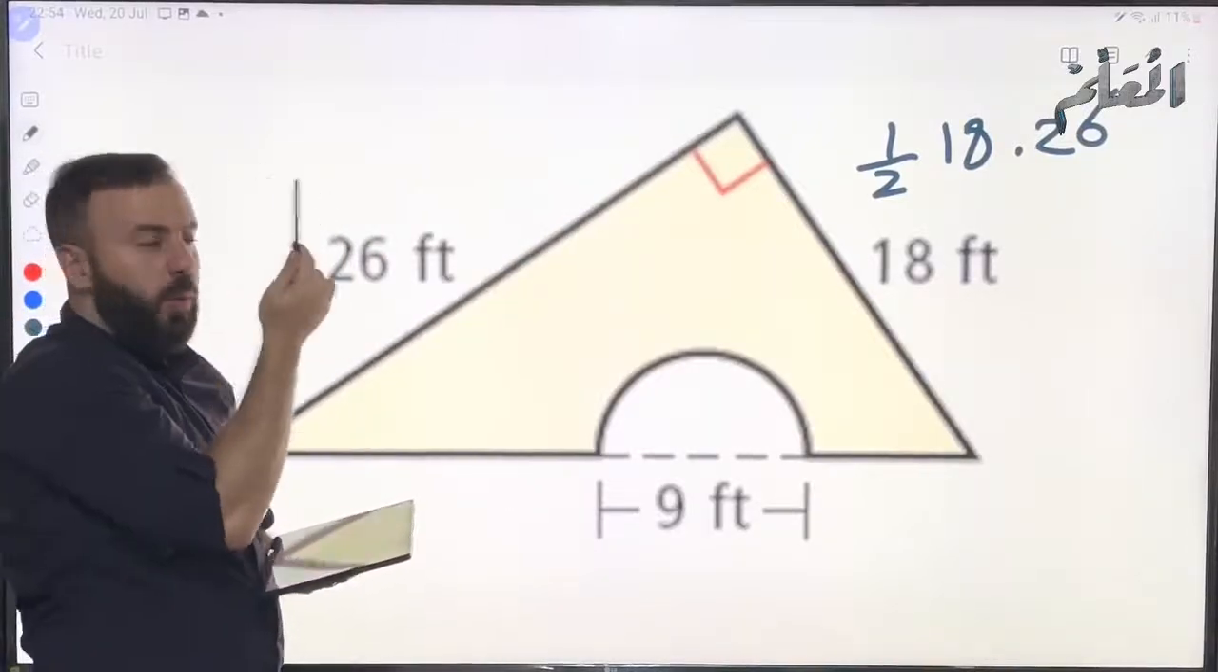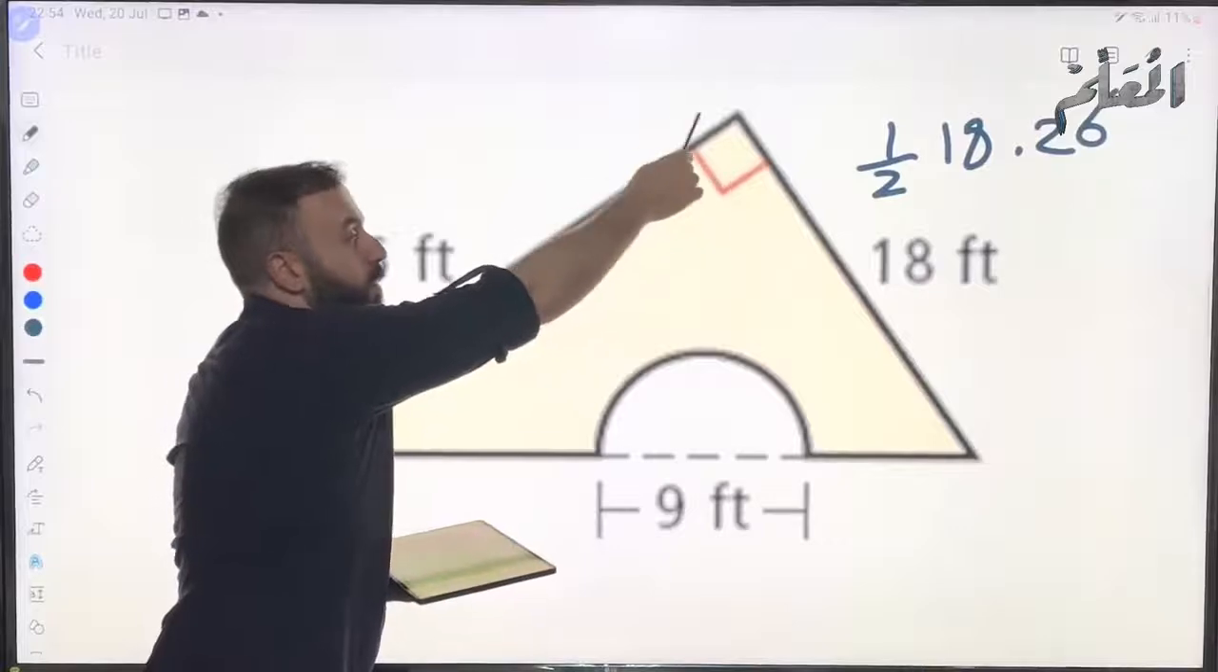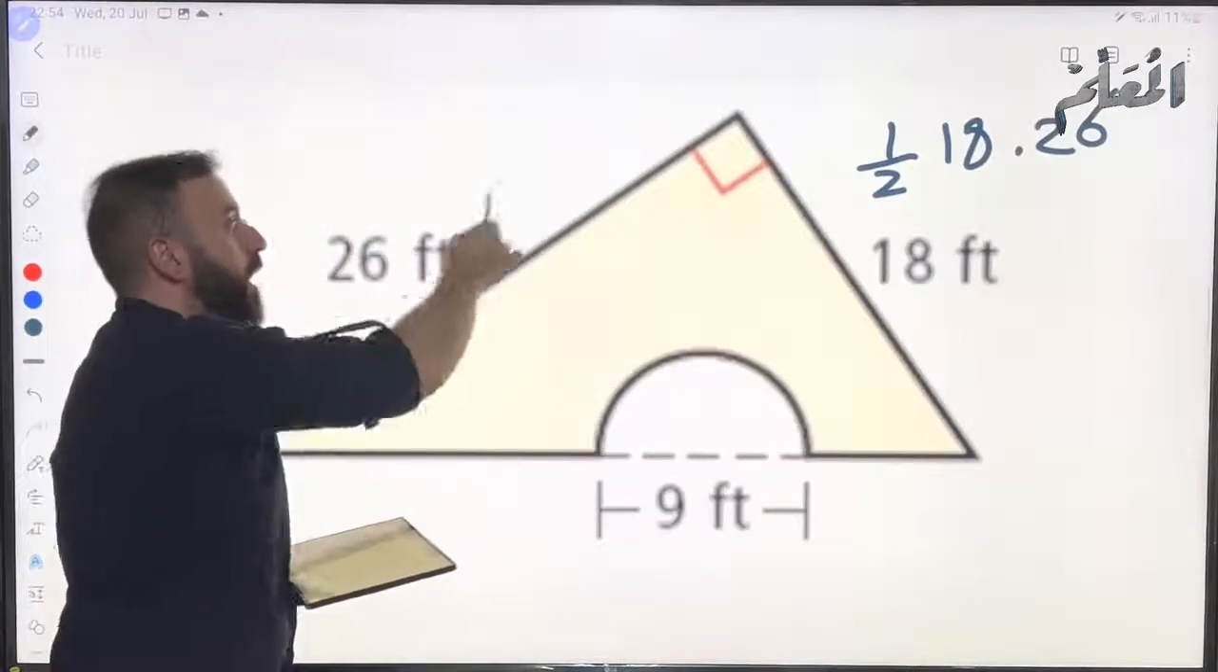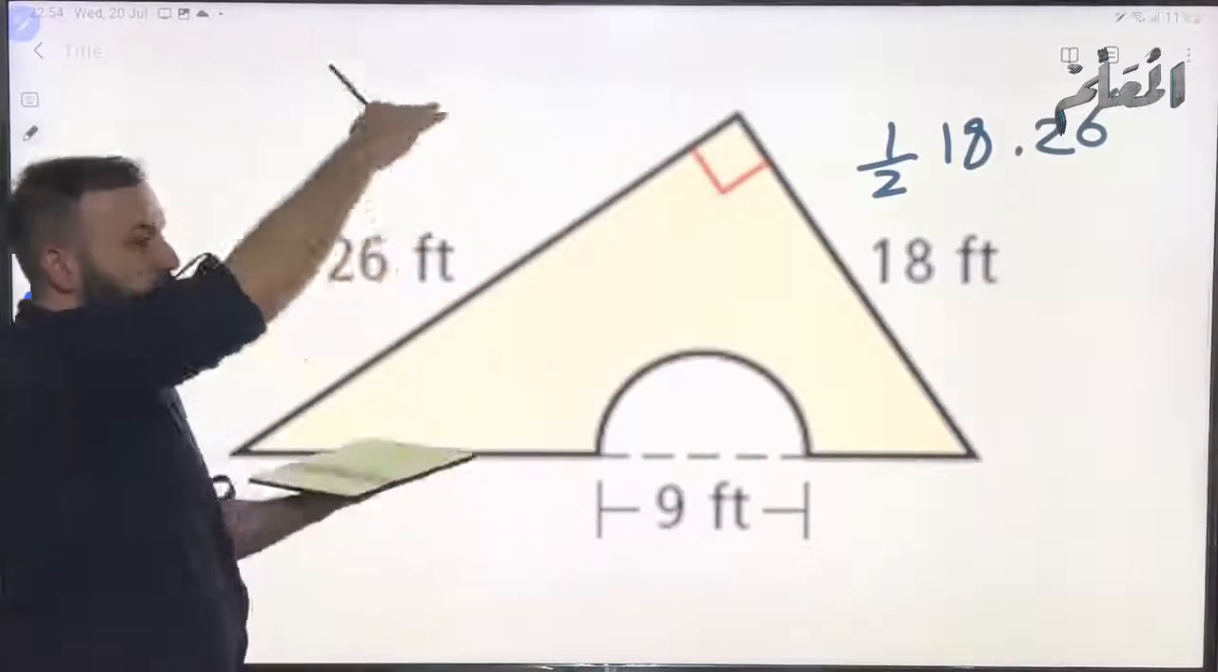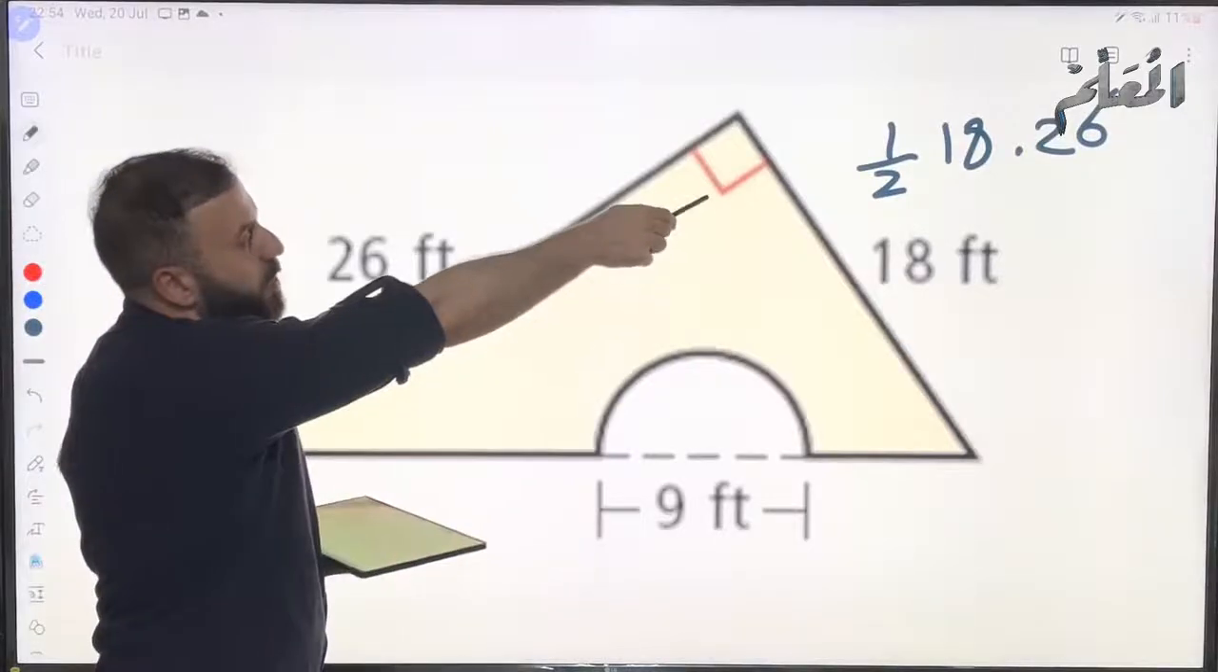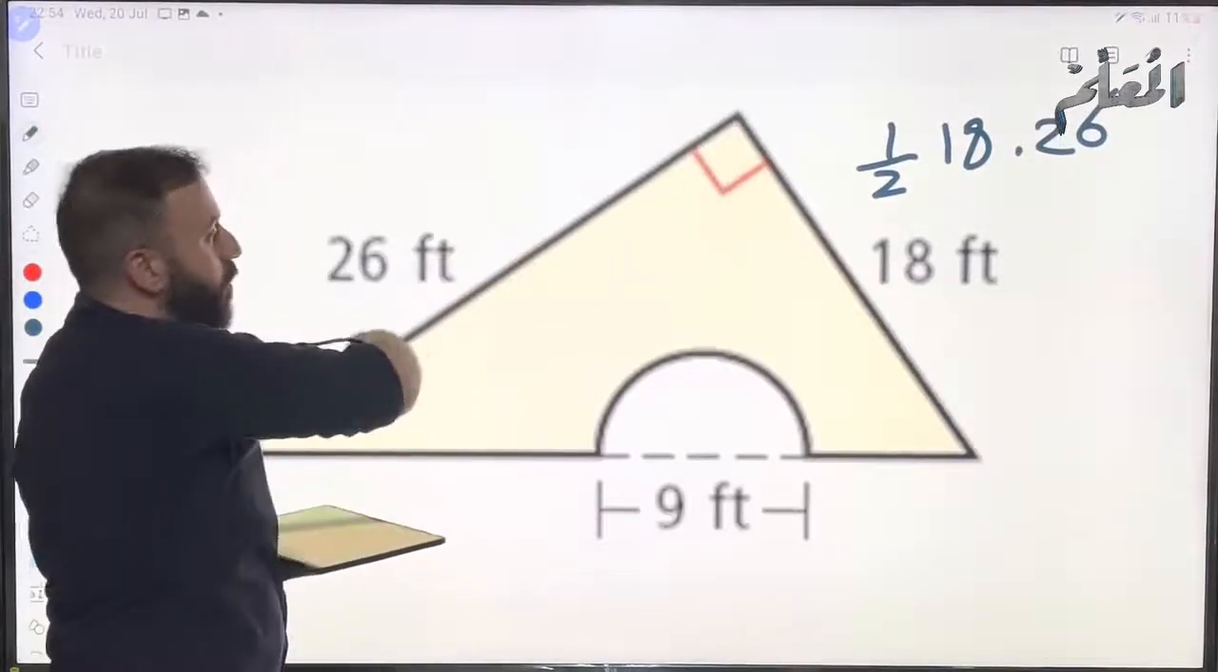Okay, based on what? There's a 90 degree angle, so this is the base and this is the height. Half times base times height. You can flip it like this. So in this case, half times 18 times 26. That's the area of the triangle.